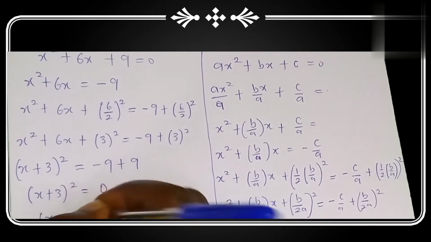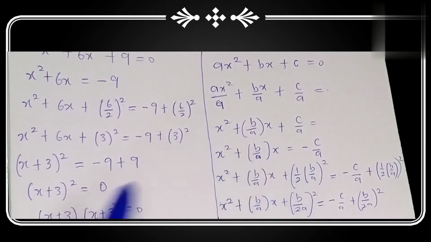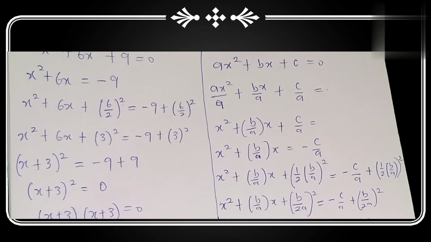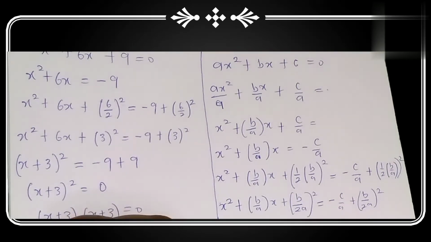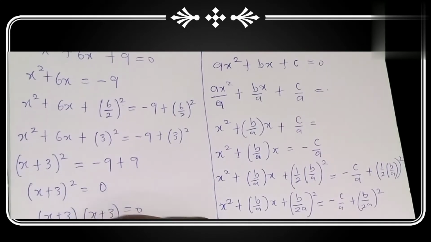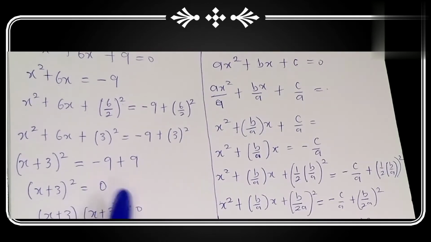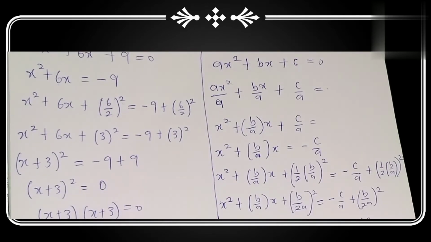Now we have x plus 3 equals 0, just as we had it when we did it by factorization. Now at this point we have x equals minus 3. It is a perfect square: x plus 3 and x plus 3, a perfect square. So that is how to use the perfect square method to solve.